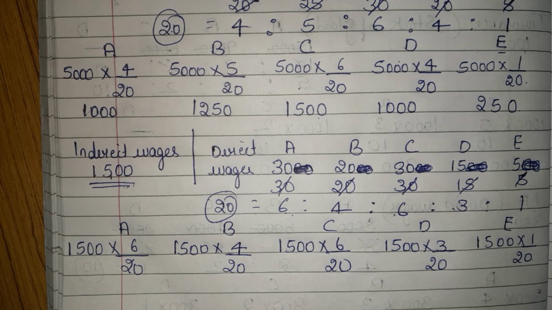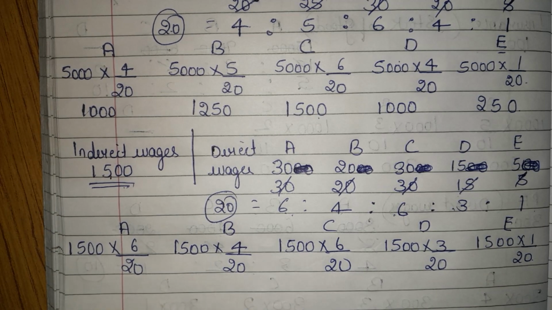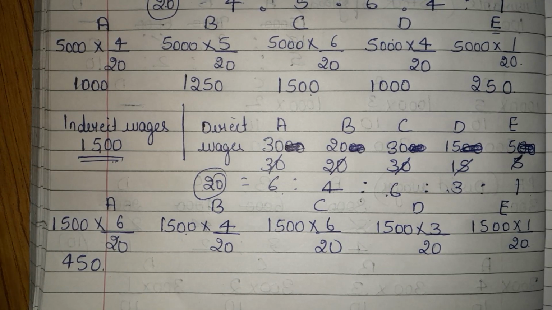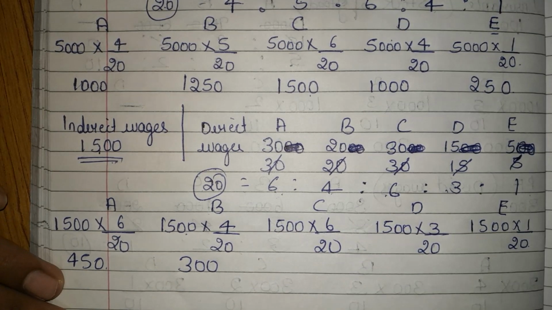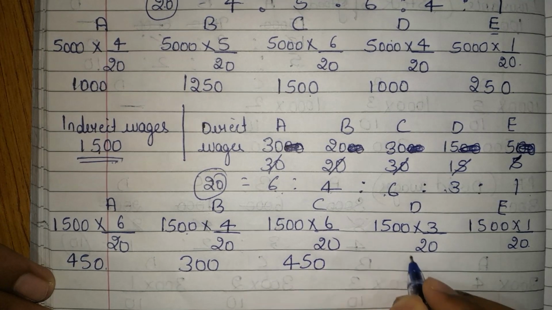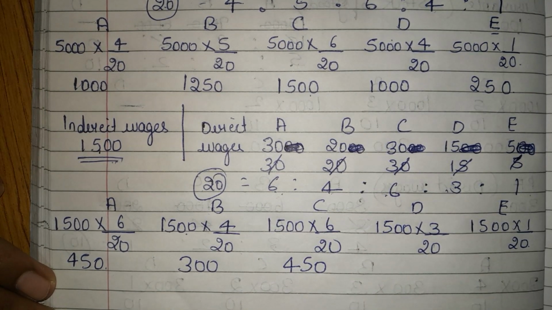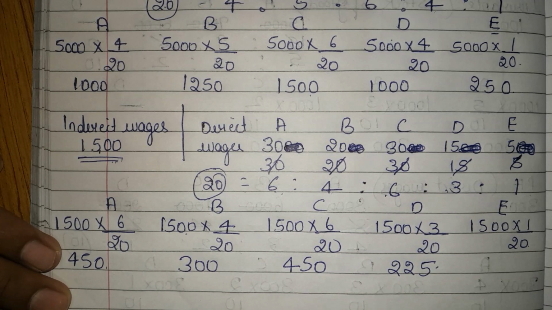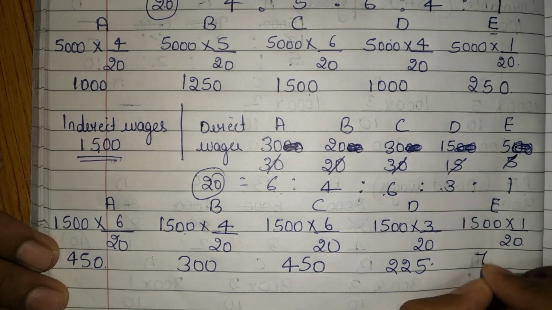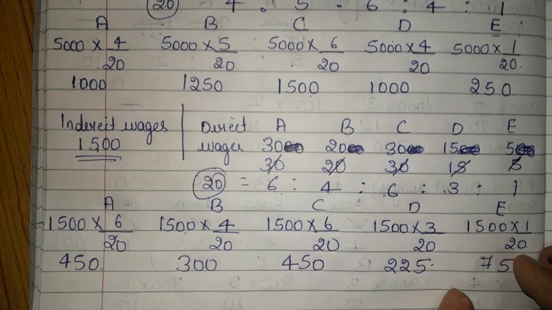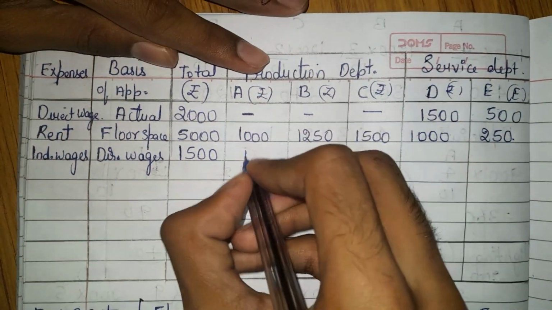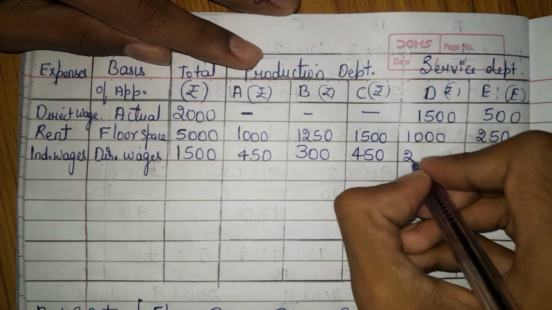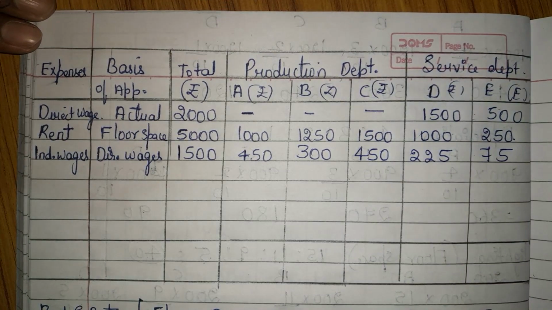Now multiply this 1500 into 6 divided by 20. It will be 450 rupees. Next 1500 into 4 divided by 20. If you do, it will be 300 rupees. Next 1500 into 6 divided by 20. It will be 450 rupees. Next 1500 into 3 divided by 20. It will be 225 rupees. Next 1500 into 1 divided by 20. It will be 75 rupees. Now the same values you need to write in our table. A department it is 450, B department it is 300, C department it is 450, D department it is 225, and E department it is 75 rupees.